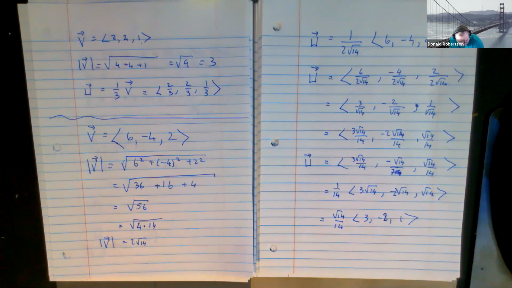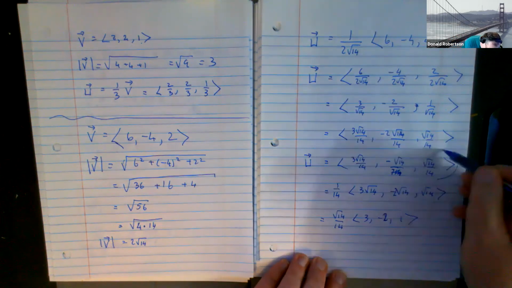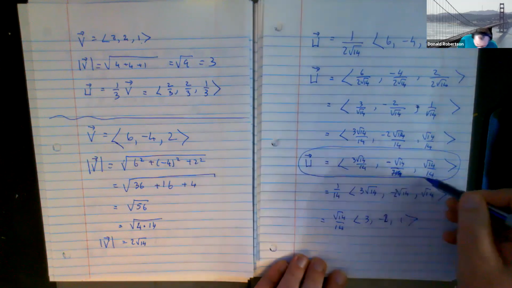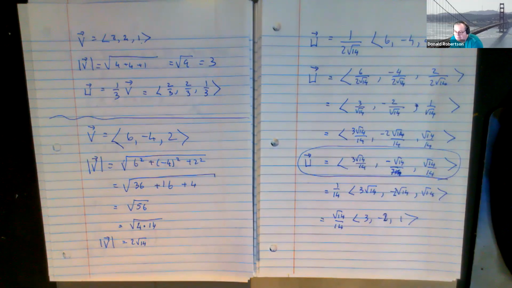Right. Well, there's about 5 or 6 flavors of the right answer there. Now, WebAssign might be really generous and take all of them. That would be really nice. I would love it to only take that one, because that one is really, in my opinion, the best answer. It's a single vector, simplified as much as possible, rationalized denominator as well.